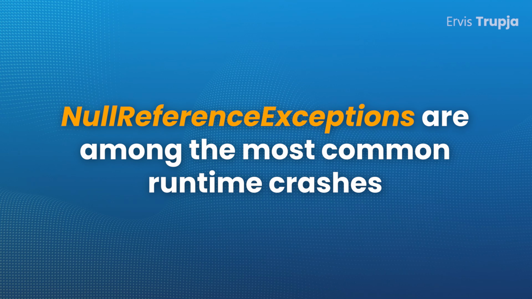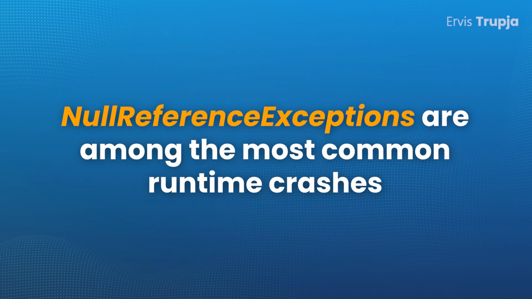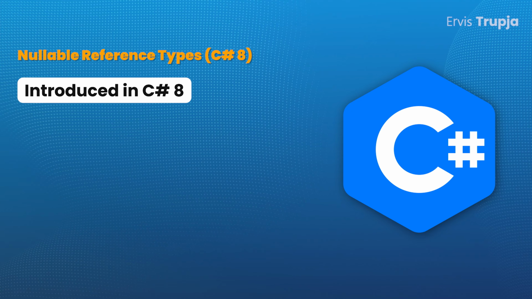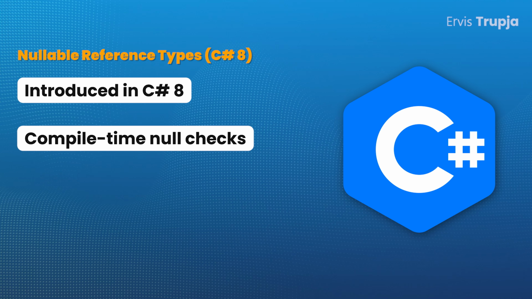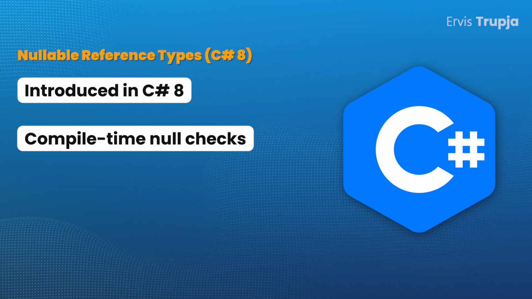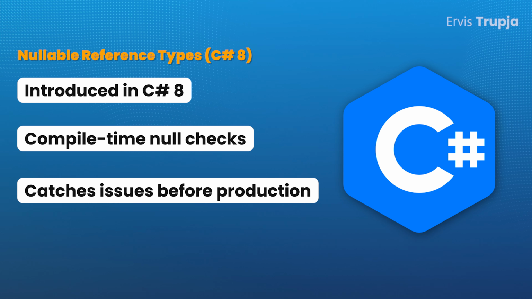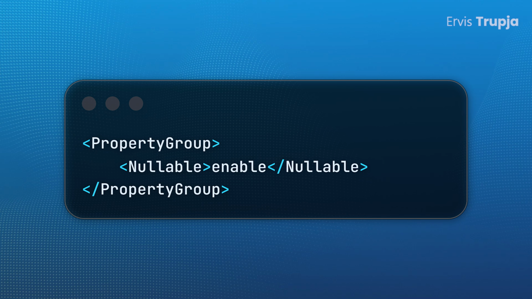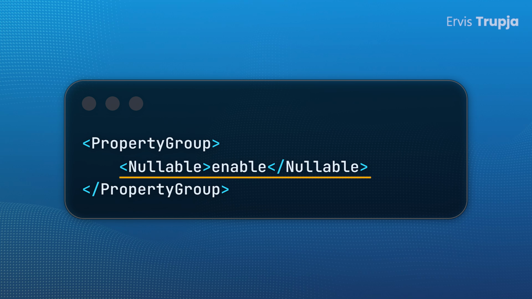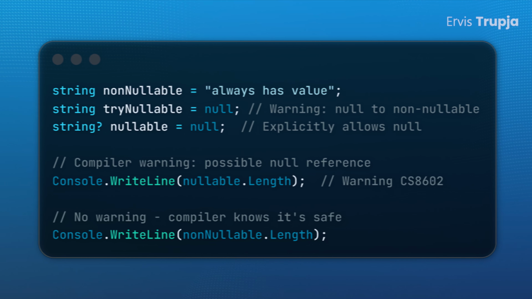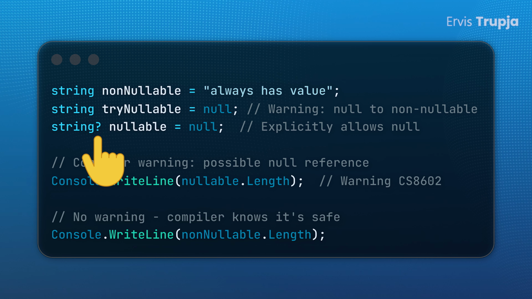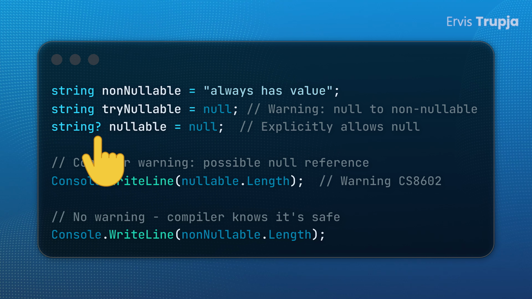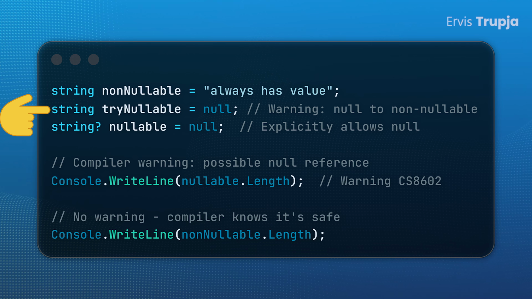Null reference exceptions are among the most common runtime crashes. Nullable reference types, introduced in C# 8, help the compiler catch potential null issues during compilation, before they crash your application in production. You can enable this feature by using the nullable tag in the project file, then annotate the types specifically with a question mark to allow nulls, while string without a question mark cannot be null.